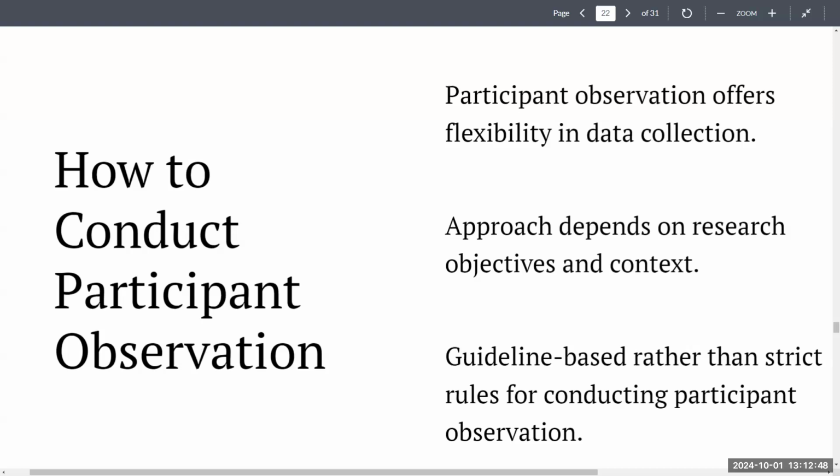Adaptability, again, very important. The method is guideline based, meaning that while there are best practices, you as a researcher need to adjust depending on the scenario that's playing out in front of you, right? And then the contextual approach is the focus on immersion and understanding the behavior within its natural environment.